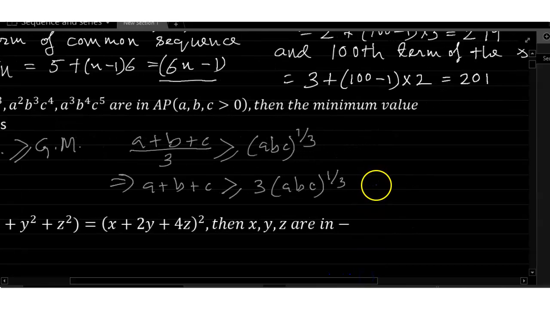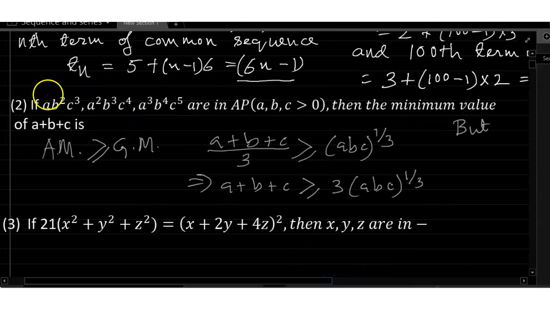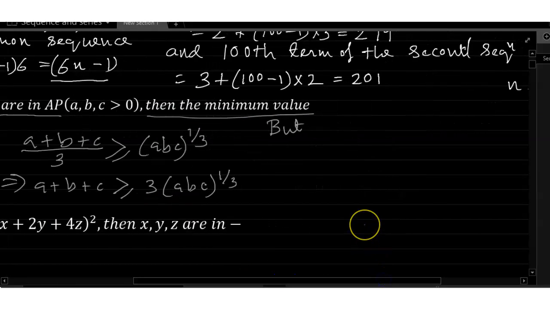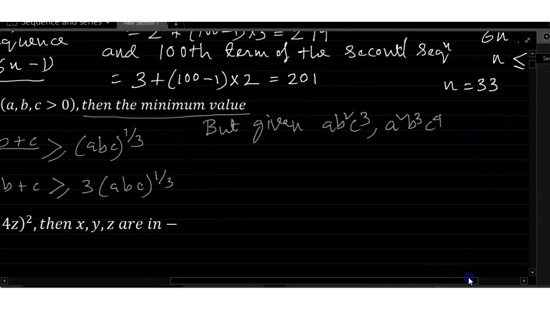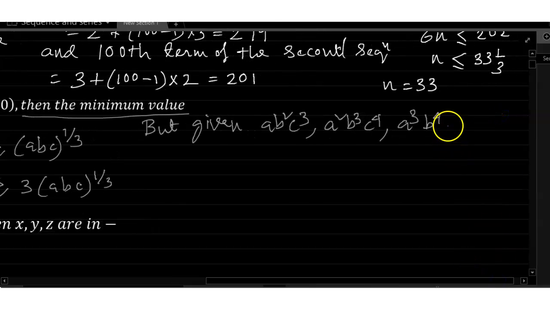Next, the given problem. This is the problem: if a b square c cube, a square b cube c to the power 4, a cube b to the power 4 c to the power 5 are in AP, then find the minimum value of a plus b plus c. I have to find the minimum value. But given is a b square c cube, a square b cube c to the power 4, comma, a cube b to the power 4 c to the power 5 are in AP.